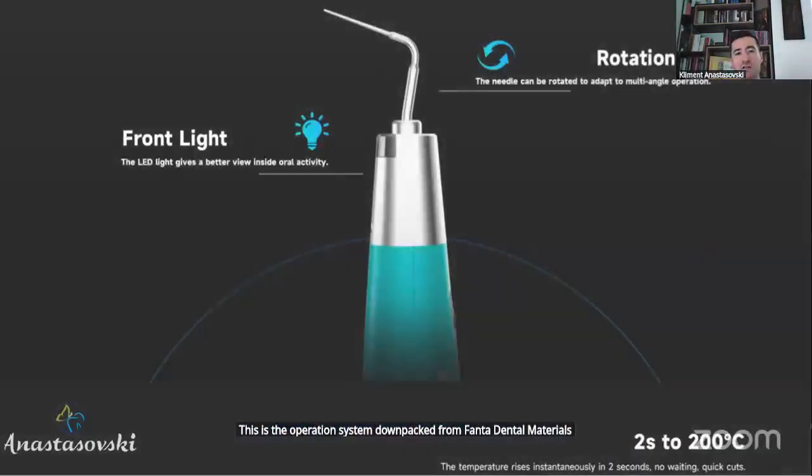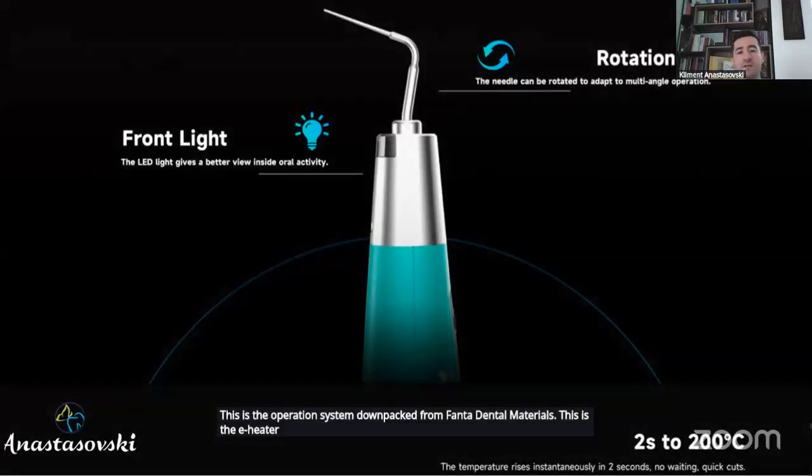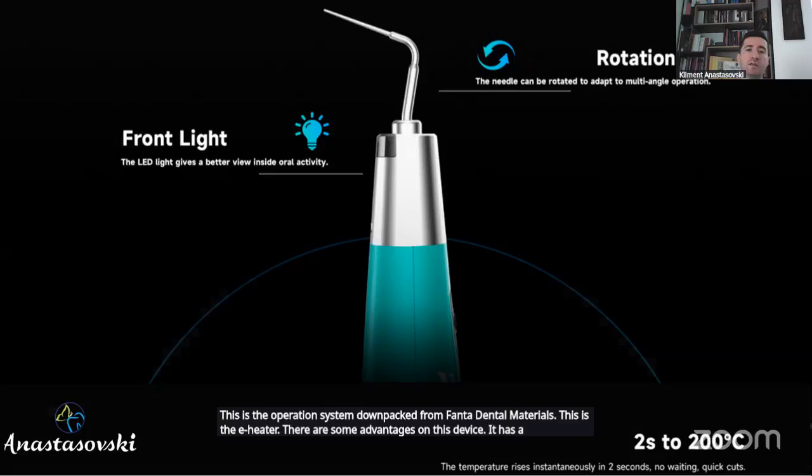There are some advantages to this device. It has a rotation tip that you can choose to use.